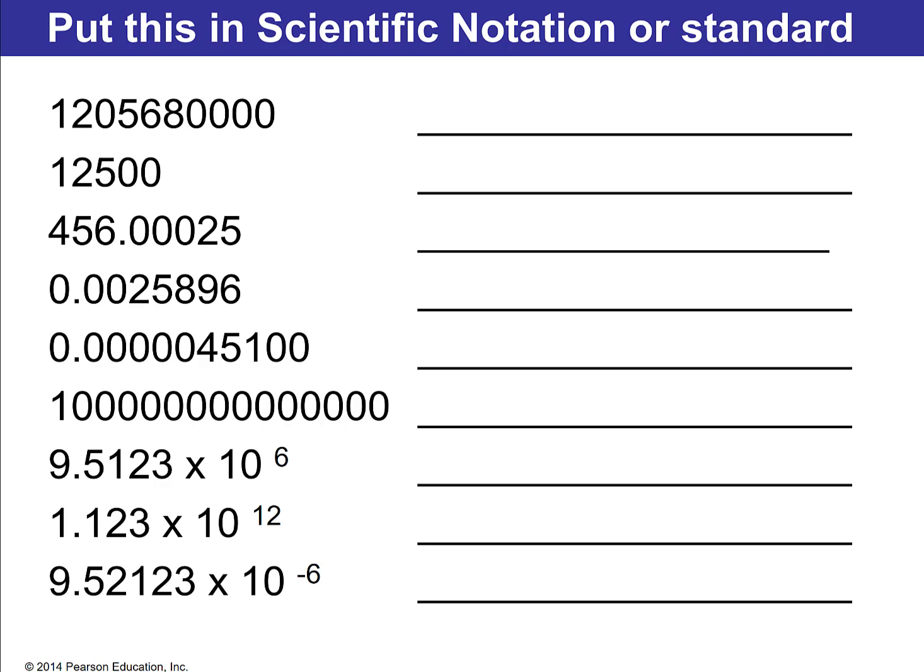So in this one, if we're going to put this in scientific notation or putting it into standard form, if I have this number, 1205680000, what would it be in scientific notation? How many decimal places to the left do I have to go?